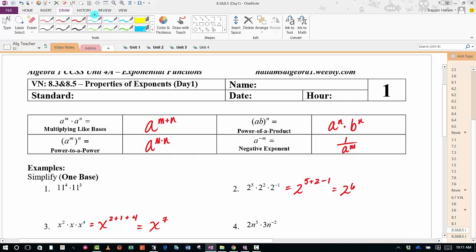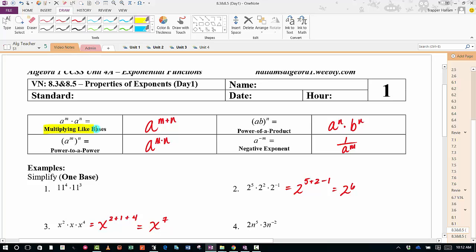So we're going to mix up some properties here of exponents and we're going to go through them with you. And you can see a couple of examples of how they're going to look. So let's get right down to it. This is day one. We'll hit this again with another day and review these and hit some new ones. But for today, here are our properties.